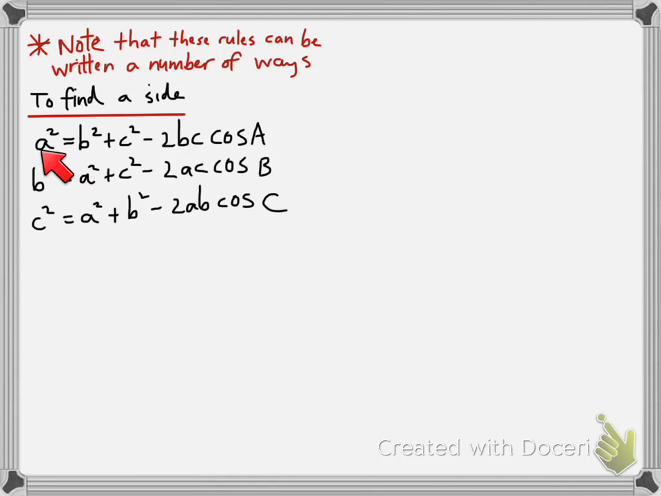So if I want to find side A, on the right side of the equation you'll see B and C. If I want to find side B, you'll see sides A and C are listed here. And the same if I want to find side C, A and B are listed here and here. So use whichever one of those matches your diagram.